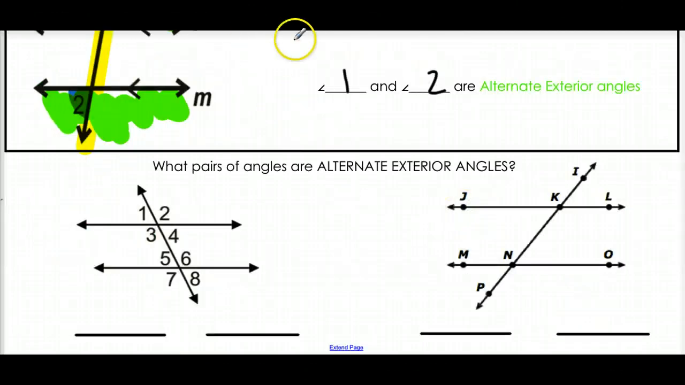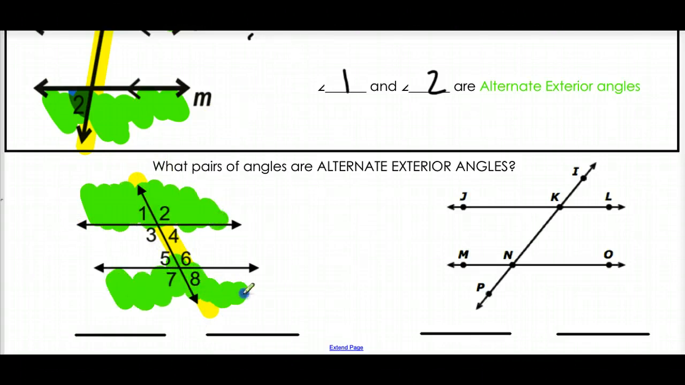So let's try to identify alternate exterior angles now. Once again, let's start by drawing our transversal, which is right here. This is the one that goes through two lines. And let's find the exterior area, which is right up here and over here. This is on the outside. Let me erase this area because I don't want you to get confused. It's not in the middle.